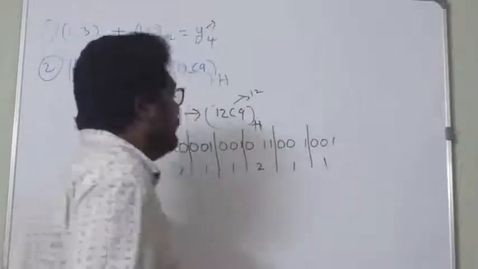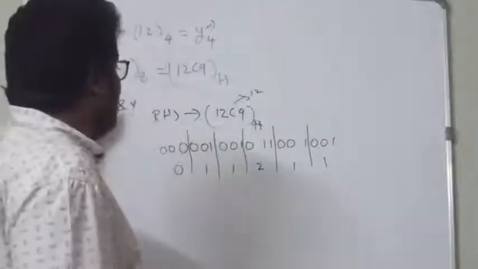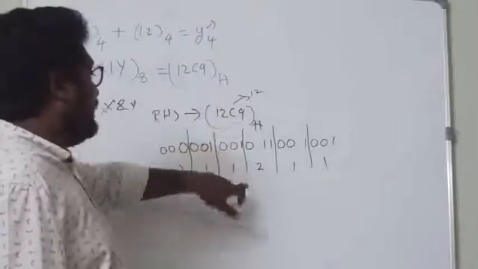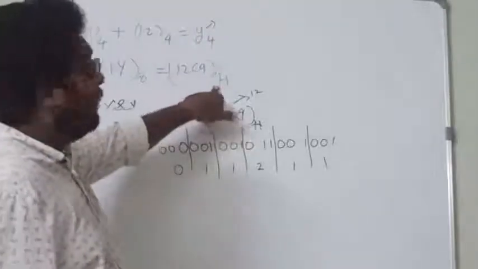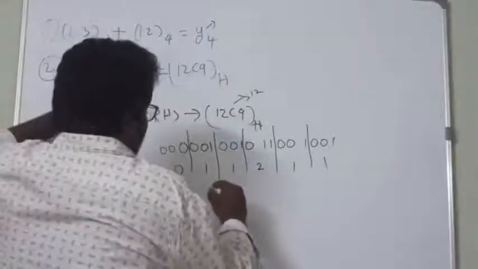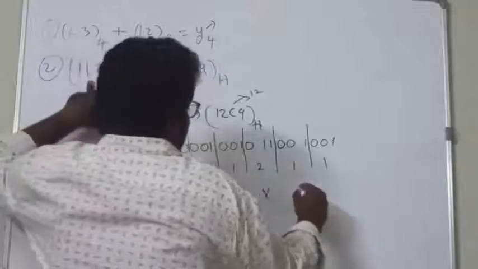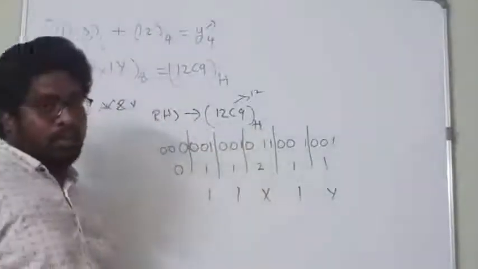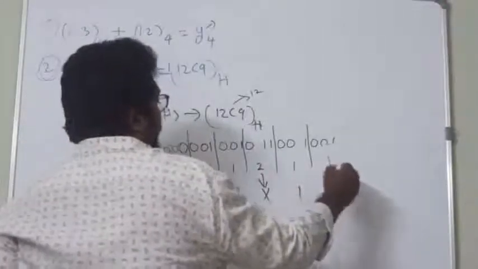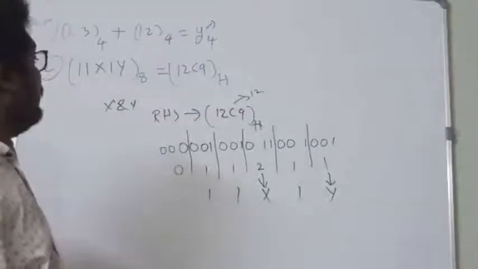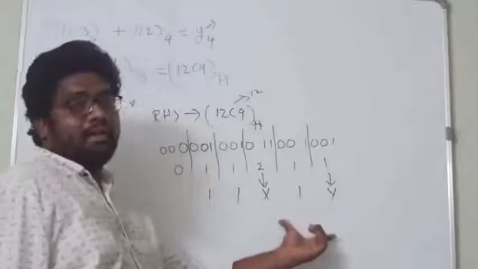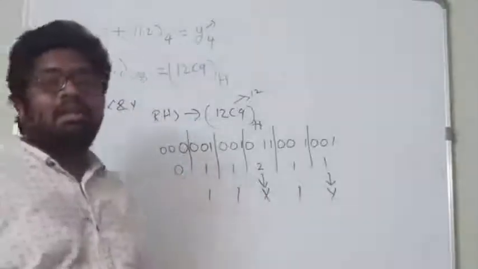001 is 1. If you observe here clearly, this is the octal equivalent of this hexadecimal number 12C9, right? If you observe here, we have the octal number 11x1y. So the value for x is 2 and the value for y is 1. So we have found out the unknown values of x and y, and that's all about the number system conversions.